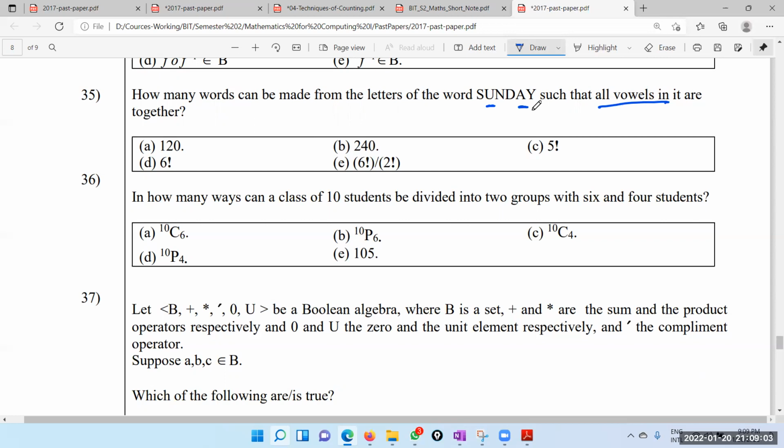Okay? So therefore we can think of the vowels as one letter, one unit. S is there only once. N is there only once. D is there only once. And Y is there only once. So the vowels, we make them a block. They are there only once. Who is in this block? U and A, because the vowels cannot be separated. U and A.